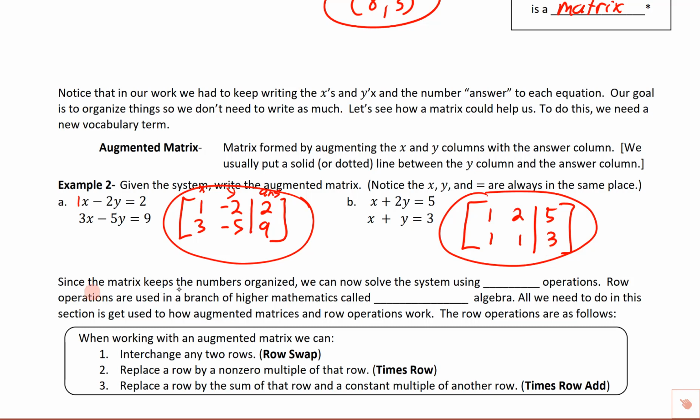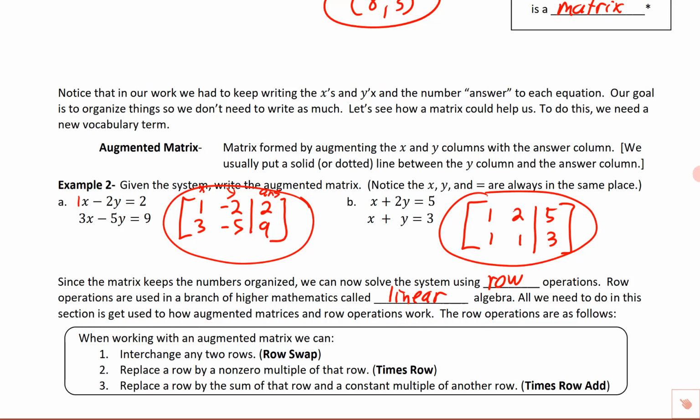Now, since the matrix keeps the numbers organized, we can now solve the system using what we call row operations. So we're not thinking of these equations as equations anymore. We're just thinking of these as rows, and then we're going to play a bit of a game. These row operations are used in a branch of higher mathematics called linear algebra, and I think I already mentioned that earlier, but maybe not. You can actually get a degree in linear algebra if you wanted to. So all we need to do in this section is just get used to how to write down augmented matrices and how row operations work.